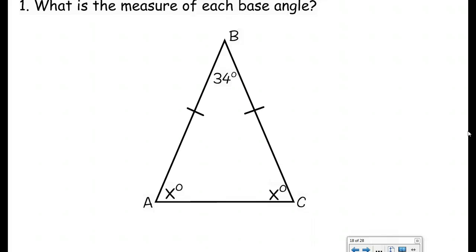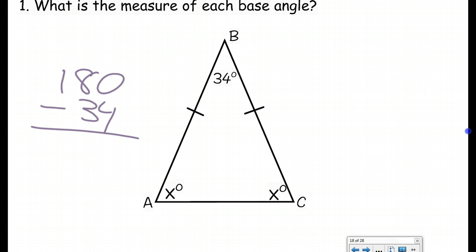Okay, Kenneth, how many degrees are in a triangle? 180. Put it on the board. Okay, how many degrees have we already used up? 34. Do minus 34. Okay, what do you get? You get 146. Okay, write it down. Now what do you do? There's two equal angles left, so write divided by 2.